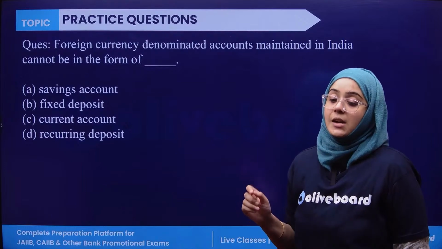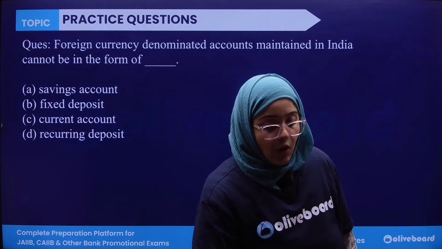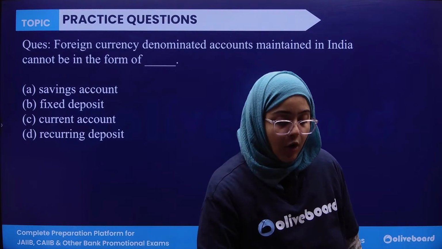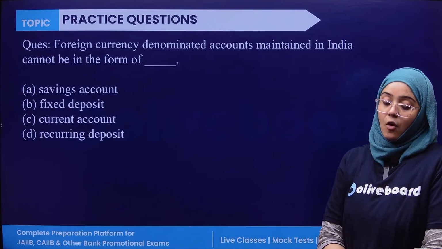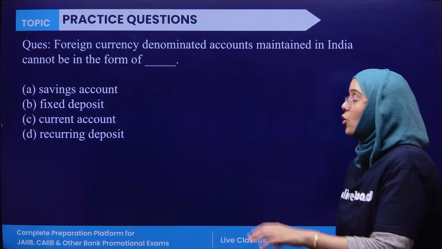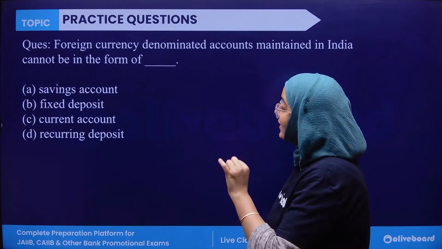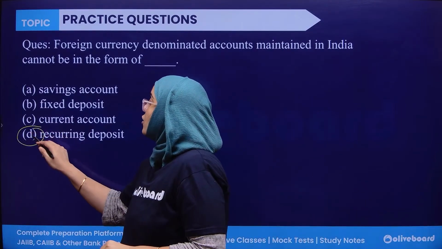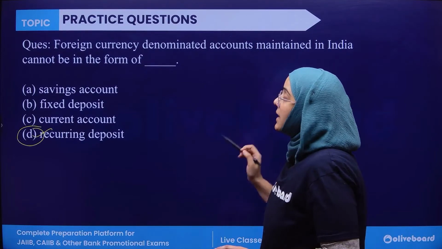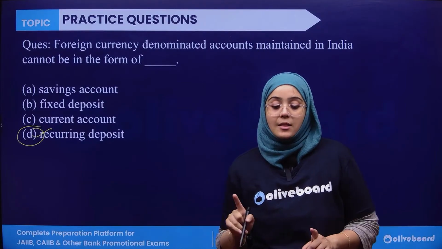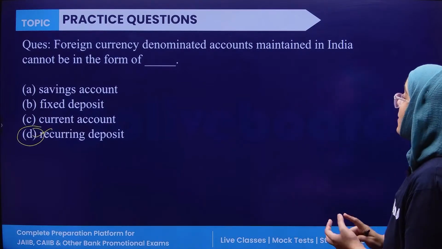First of all, a foreign currency denominated account maintained in India cannot be in the form of a recurring deposit. Obviously, I have told you savings, fixed and current, all these accounts are allowed, but recurring accounts are not there. So a foreign currency denominated account maintained in India cannot be a recurring deposit. They can be current, they can be saving, they can be fixed.